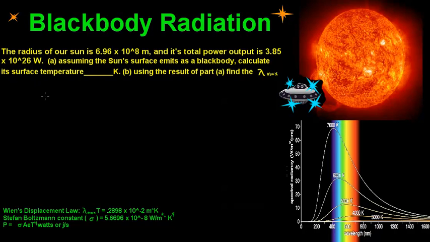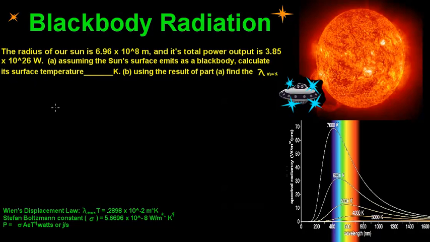Today we're talking about blackbody radiation. It says the radius of our sun is 6.96 times 10 to the 8th meters, and its total power output is 3.85 times 10 to the 26 watts. Assuming the sun's surface emits as a blackbody, calculate its surface temperature in Kelvin.